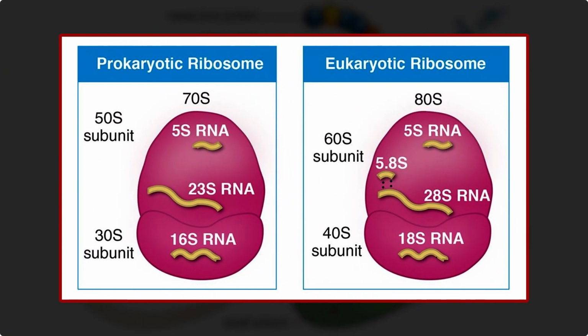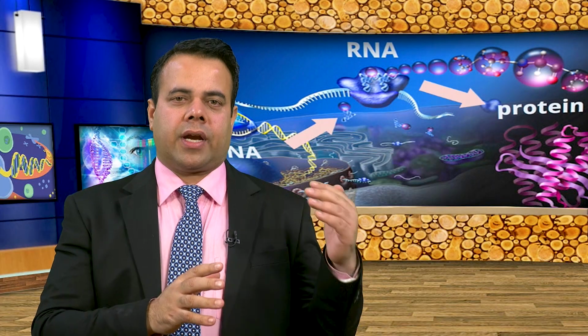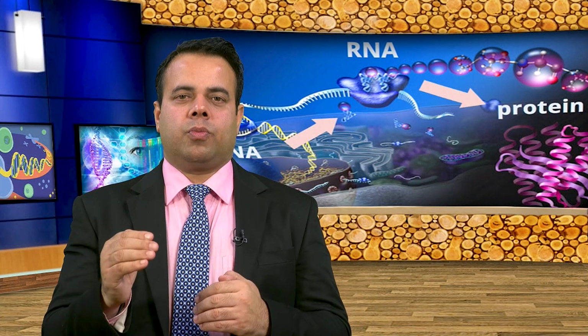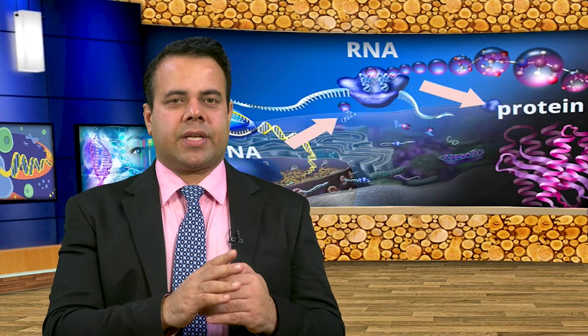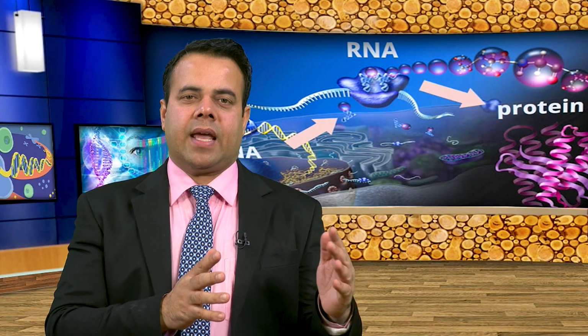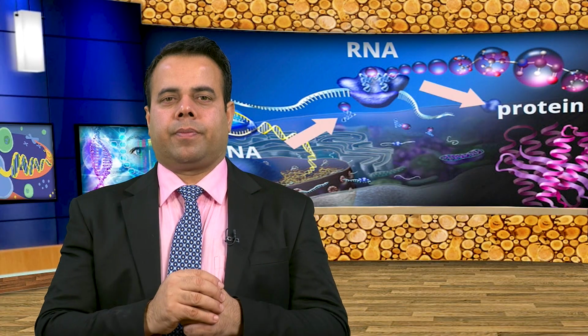Whereas a prokaryotic ribosome has a sedimentation coefficient of 70S and subunits of 30S and 50S, a eukaryotic ribosome has a sedimentation coefficient of 80S with subunits of 40S and 60S. The composition of eukaryotic ribosomal subunits is also more complex than prokaryotic subunits, but the function of each subunit is essentially the same as in prokaryotes.